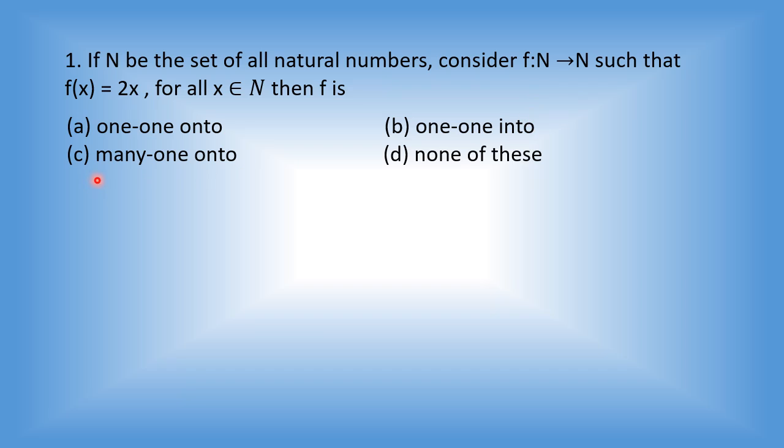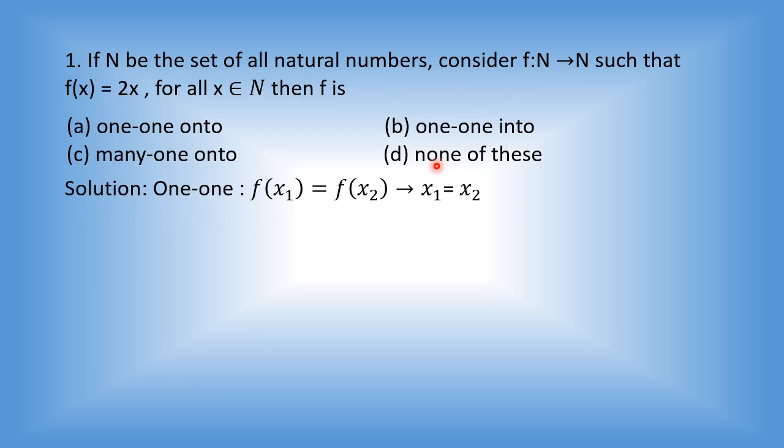Many-one means suppose there are two elements in the domain set which have the same image in the codomain set. Two different elements of the domain set which have the same image in the codomain set, then we say that mapping is a many-one mapping. Using these definitions, we have to check whether the function is one-one, onto or any other form.